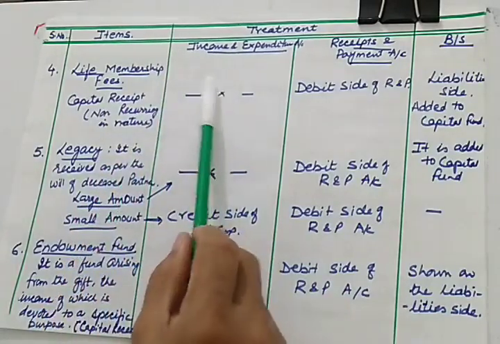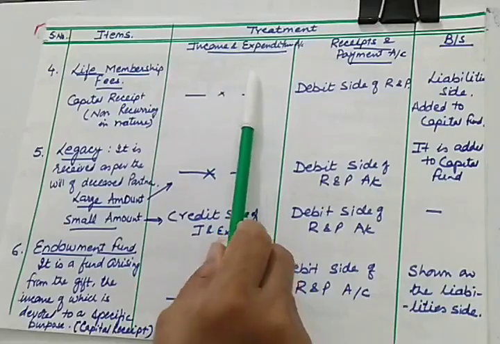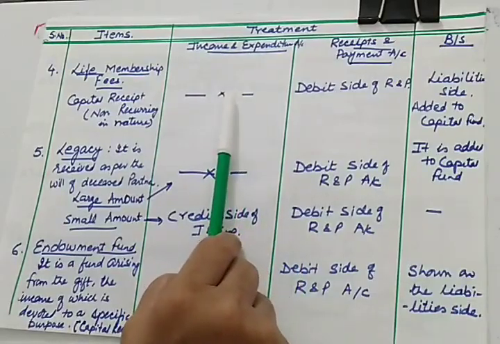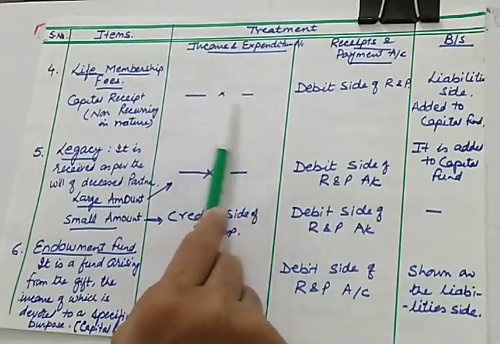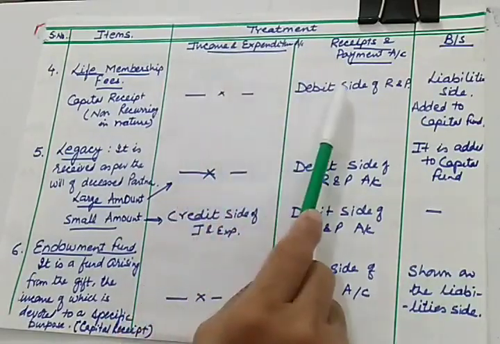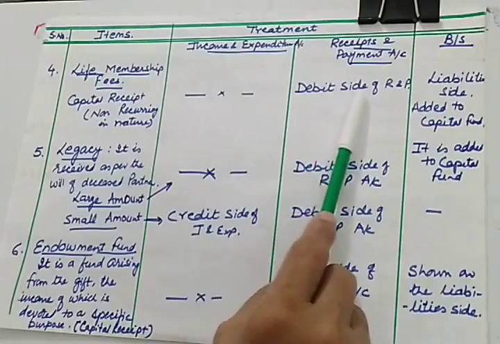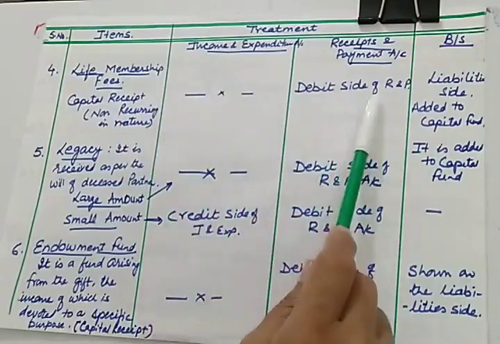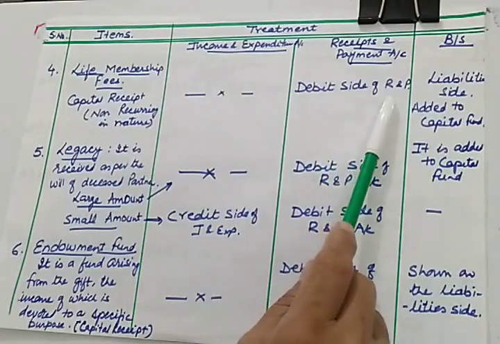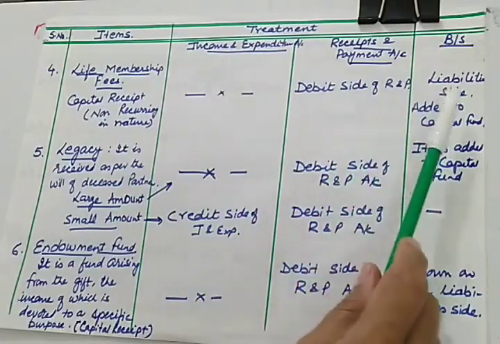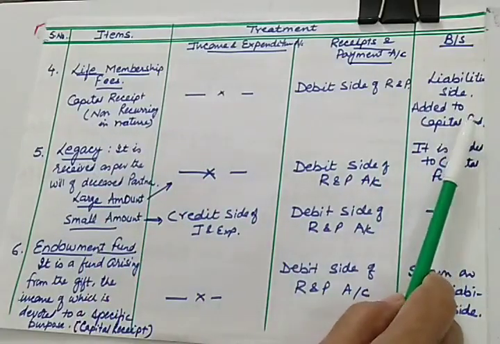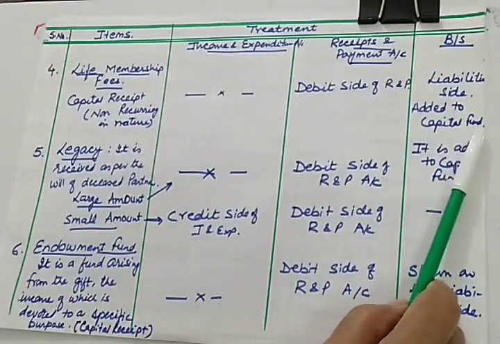And you know that we have studied that income and expenditure records only revenue receipts, items of revenue in nature. So it will not be recorded here. But life membership fee will be recorded on the debit side of receipt and payment, because it's a receipt. All the receipts will be shown on the debit side of receipt and payment, and moreover it will be shown on the liability side, or it will be added to the capital fund.